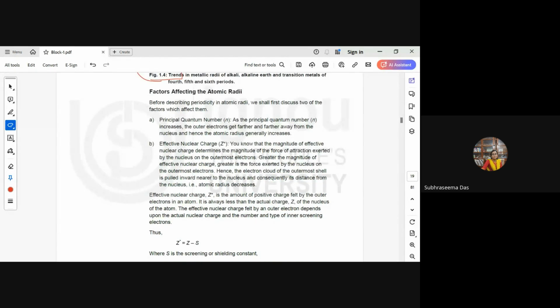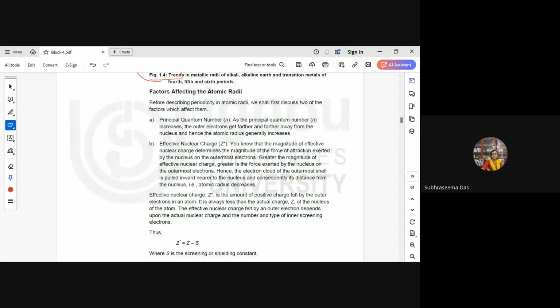The first is called the principal quantum number, that is n. Here n plays a very important role in deciding the atomic radii of a particular element. Now we know that as we increase the principal quantum number, the outermost electron gets farther away from the nucleus. The distance of the outermost electron from the nucleus is more as n is increased, and hence the atomic radii generally increases with the increase in principal quantum number.